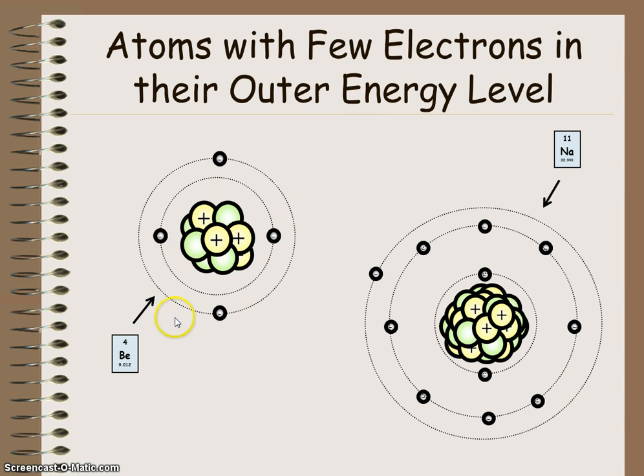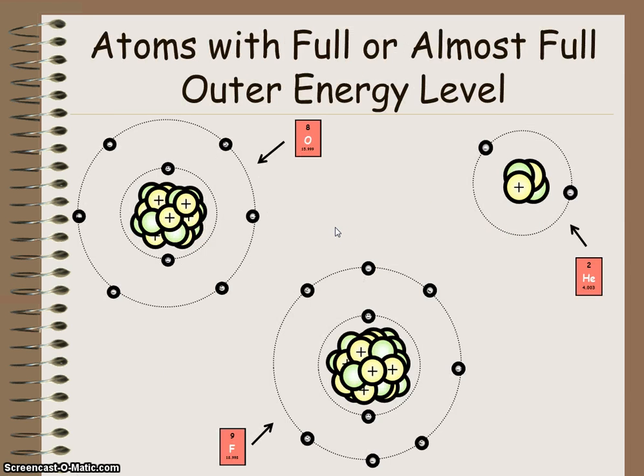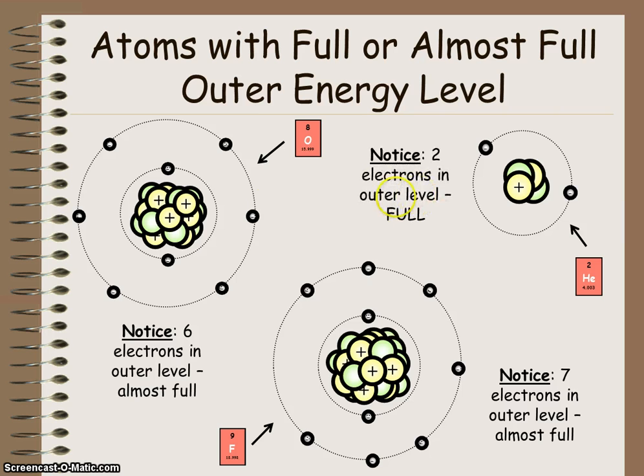Some of these atoms have low amounts of electrons in their outer energy level, their valence shell, so they bond easily. Beryllium only has 2. Sodium only has 1. They bond very easily. These atoms have almost full shells. They don't bond as easily. Do not bond as easily.